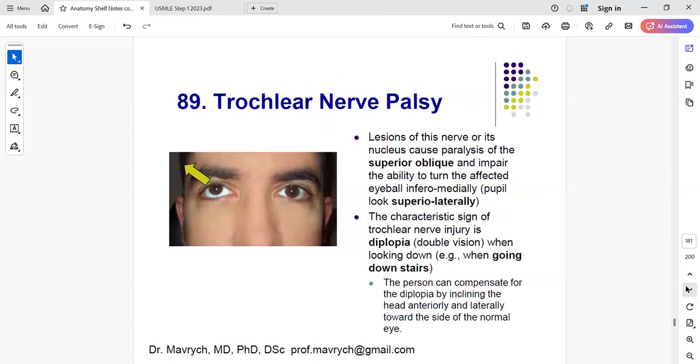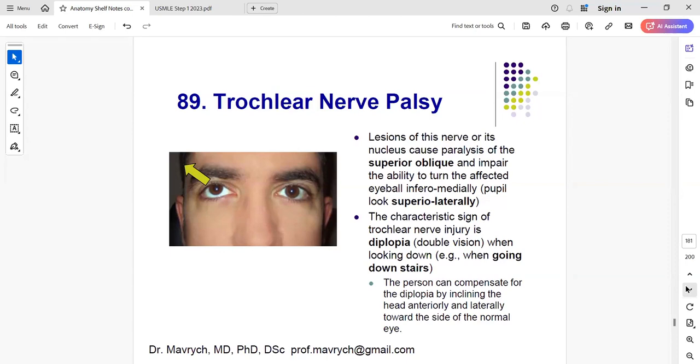Okay. Trochlear nerve palsy is very important. We're going to talk about it a little bit before you guys do it in the neuro section. What happens in trochlear nerve palsy is that there is paralysis of the superior oblique. You have to remember this superior oblique muscle, right? So now if there is an impairment of the superior oblique muscle, what would happen to the eyeball? The eyeball would not be able to turn inferior-medially, right?